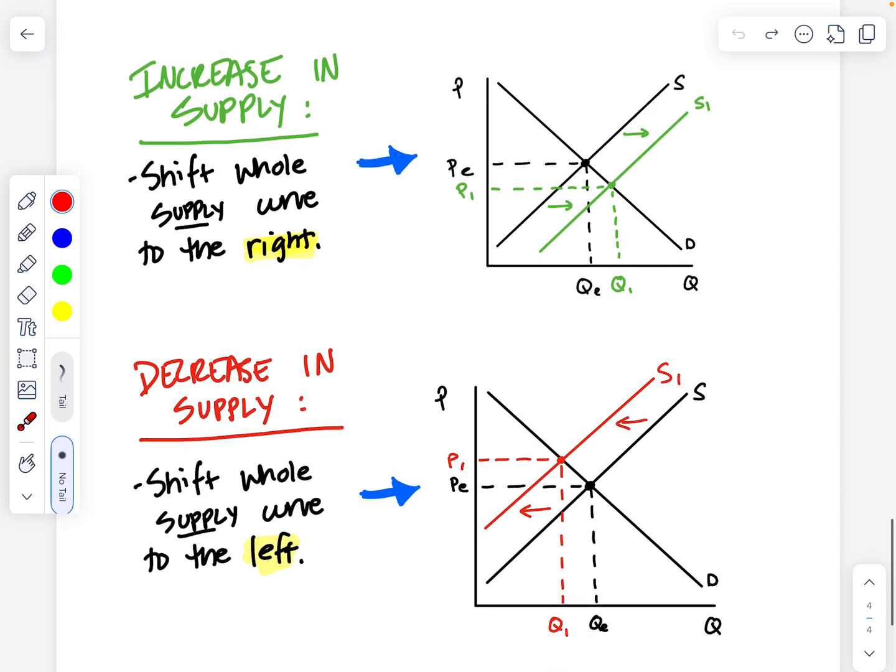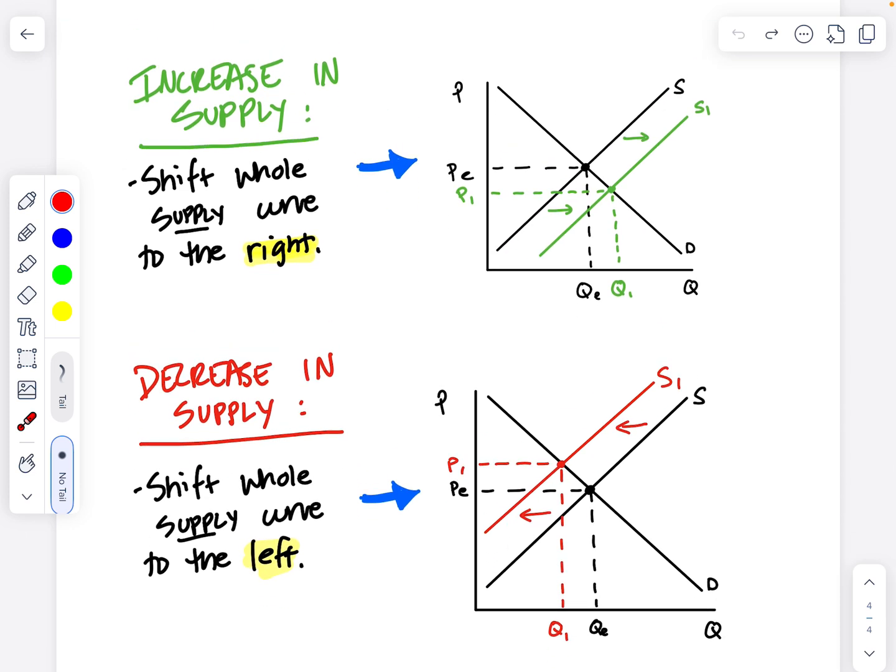Supply has the same rules. Again, you see those generic graphs that are drawn there. There's no numbers plotted on them. It's just an X showing you the equilibrium price and quantity. And instead of shifting the demand line, now we're shifting the supply.